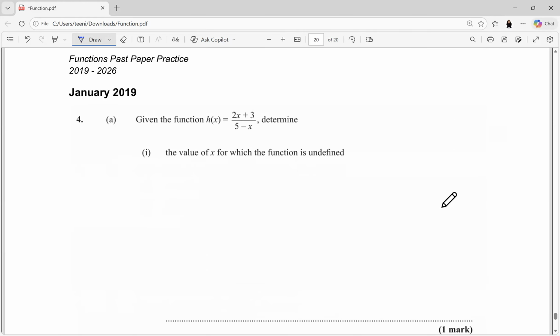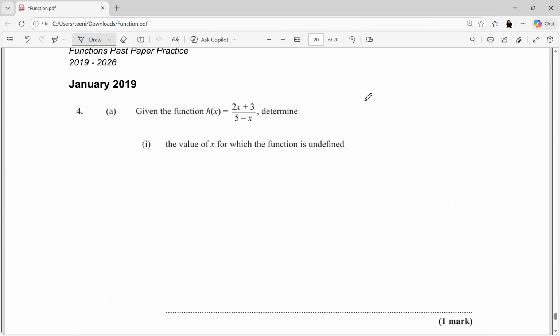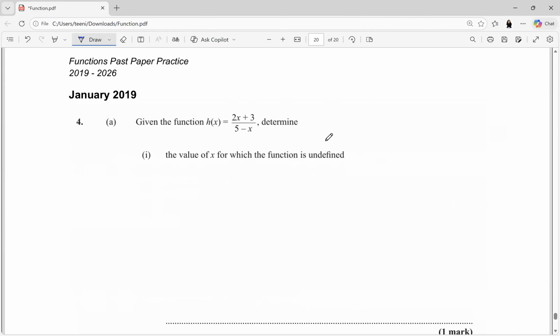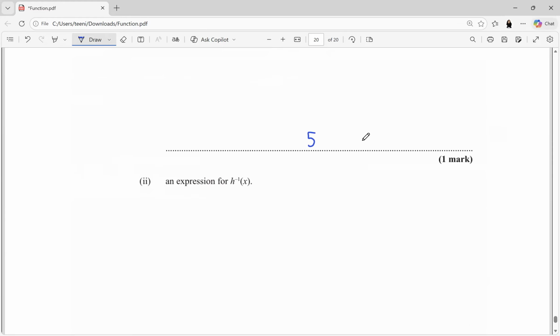Okay, this is the last one, guys. Last one. Given the function h of x is 2x plus 3 over 5 minus x, determine the value of x for which the function is undefined. Remember, that's the value that would make 5 minus x equal to 0. So x is equal to 5. So the value of x cannot be 5, because if it's 5, then the denominator will be 0.